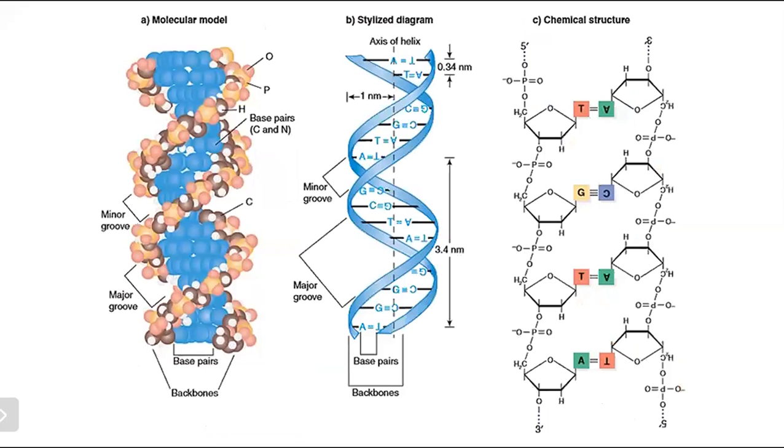This is a molecular model first, that is a three-dimensional diagram. Second is stylized, and third is chemical structure. In the first diagram, that is three-dimensional, you can see how the molecules are arranged in the three-dimensional structure. Look at the backbone and look at the central part in which there are base pairs present. In the second diagram, you can see the backbone is now in the ribbon shape. And in this diagram, minor and major grooves are distinctly visible.